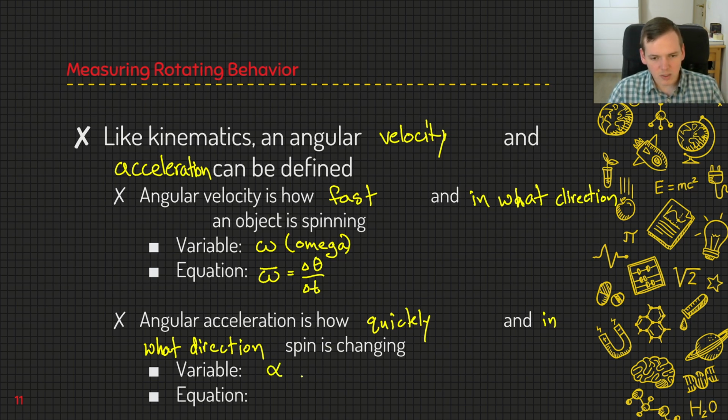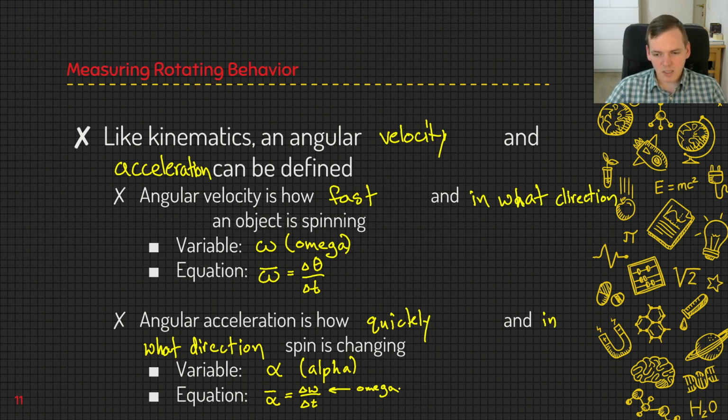And the variable is alpha, the Greek letter alpha. And the equation that we use for this, you might be able to guess it, is change in omega divided by change in time. And if that's not clear, this top thing should be the omega, the angular velocity. This is something that will be easier to show in class, how we talk about directions and stuff like that, but at least now you've got an overview of how we measure this behavior.